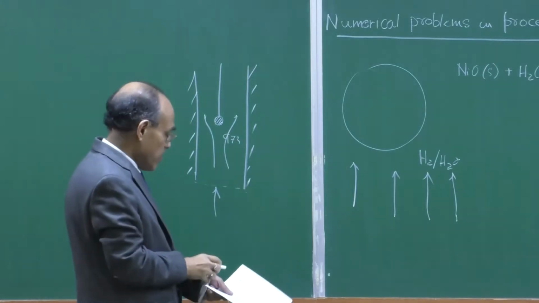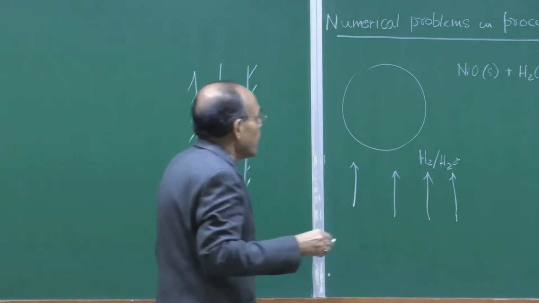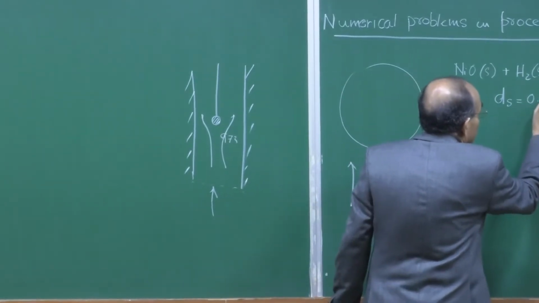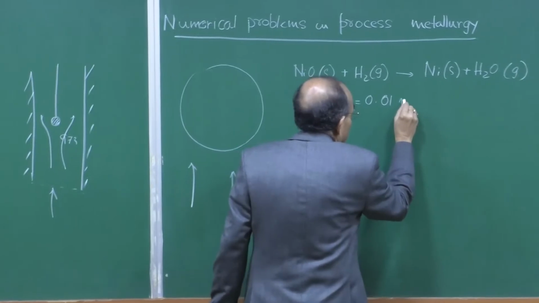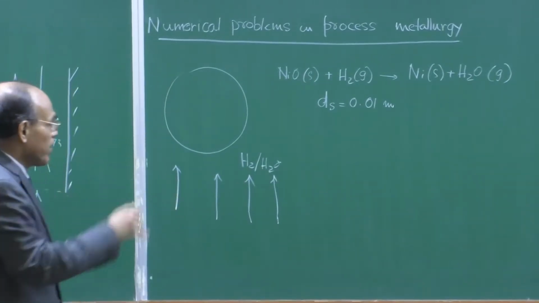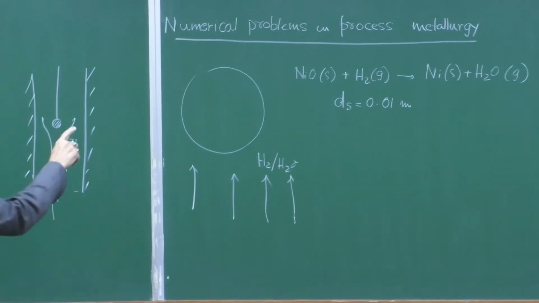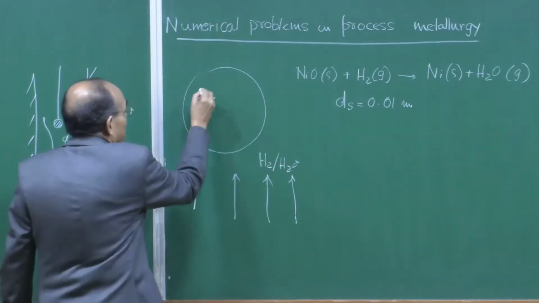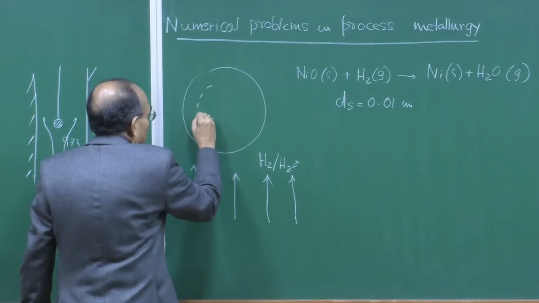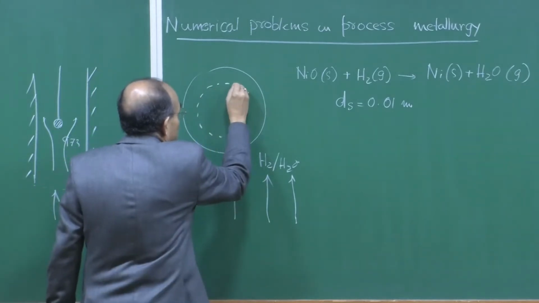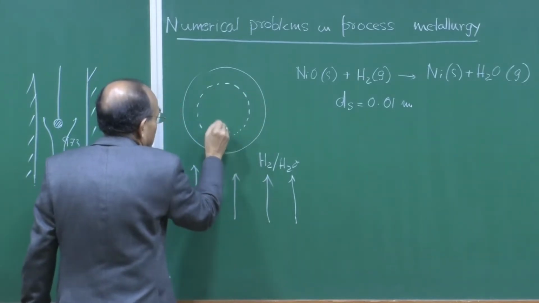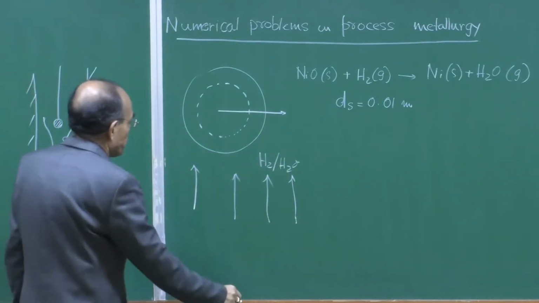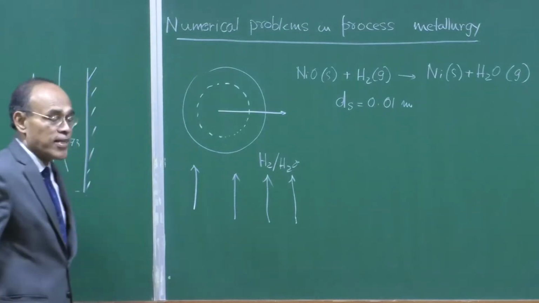So, at time t is equal to 0, the entire sphere, and the diameter of the solid is 0.01, it is 1 centimeter. So, 0.01 meter, and we are dealing with everything in SI units. So, this is the scenario. The reaction interface is here, and this reaction takes place at time t greater than 0. The reaction interface moves inside along the radial coordinate, and this is the position at time t is equal to 0.